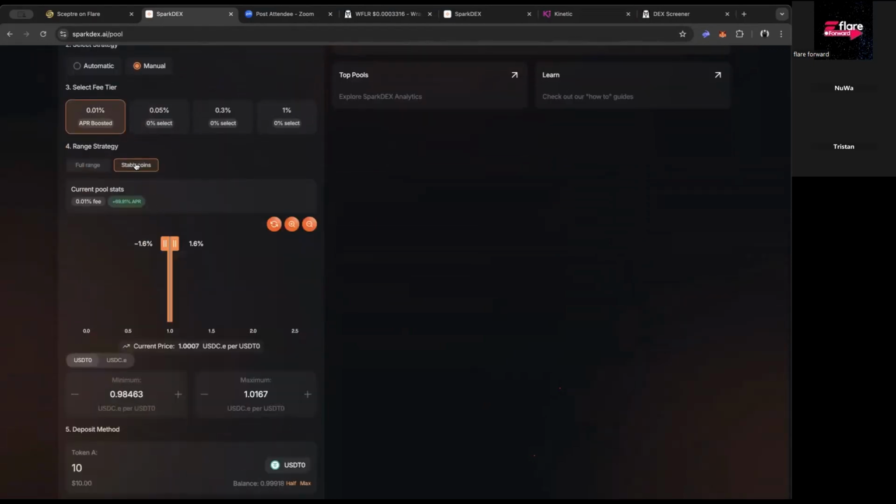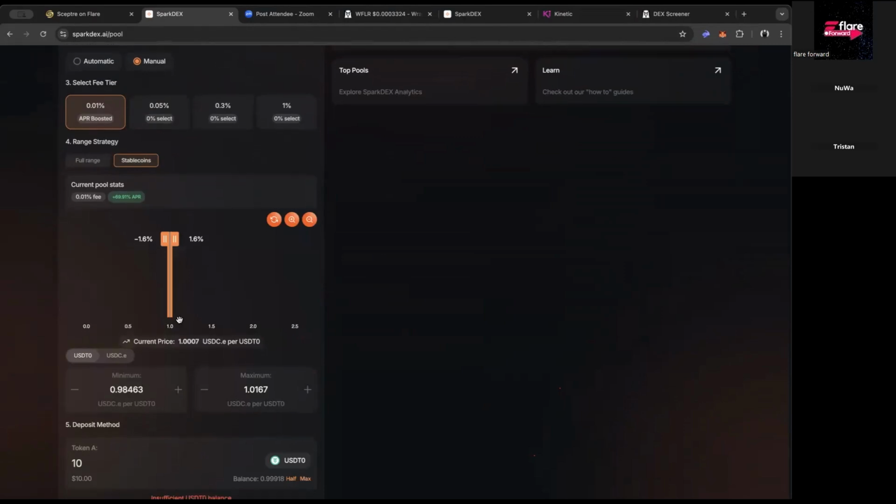And the range strategy, stable coins. And then press max on USDT 0. Down here. Scroll down. But we haven't set our range yet, though. No. Yeah, it's set already. From where? When you put stablecoin.